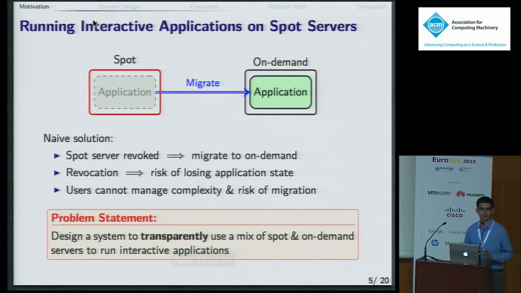There are a few drawbacks with this naive solution. As you've just heard, migration can send a lot of data and it takes a long time to complete. If a migration doesn't complete before the server is terminated, that may result in a loss of application state. Another scenario can be that the application may not natively support migration. So this migration, which is triggered by the revocation, imposes an inherent risk. And since users want to do all their computation in a hassle-free manner, we cannot really expect the users to manage all this complexity and risk associated with the migration.